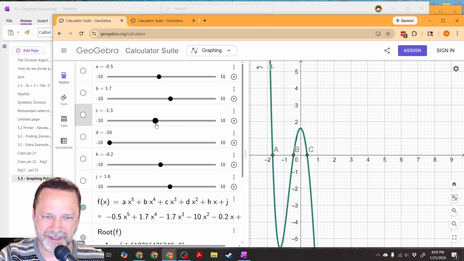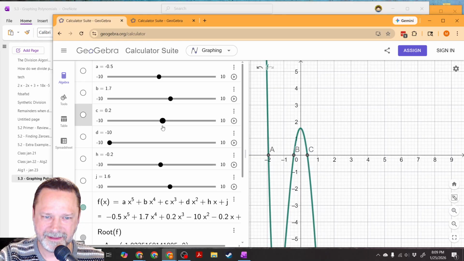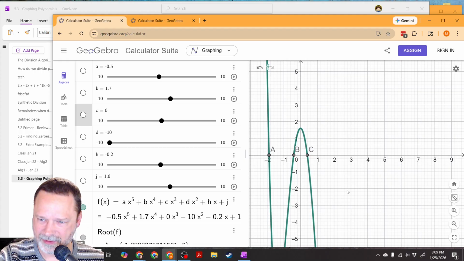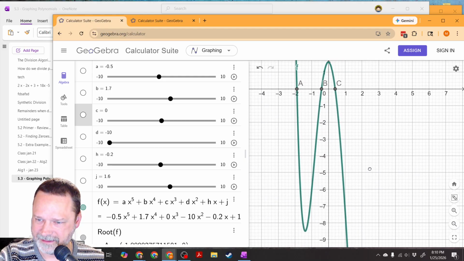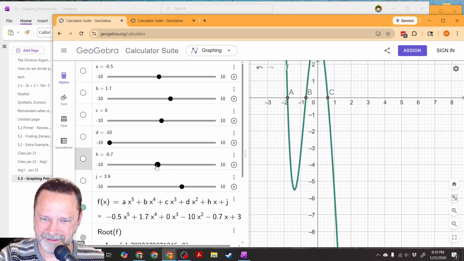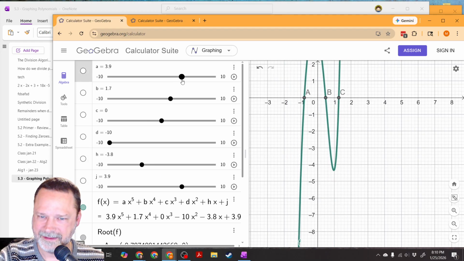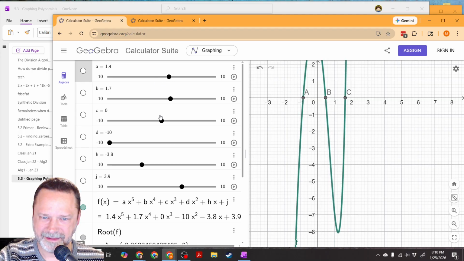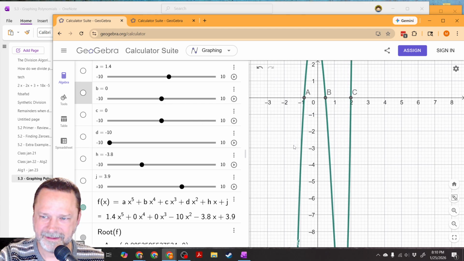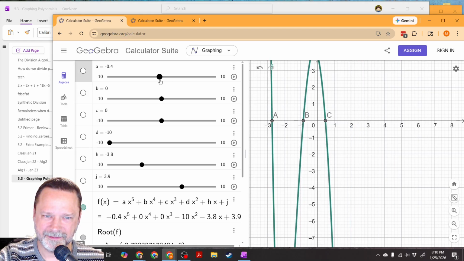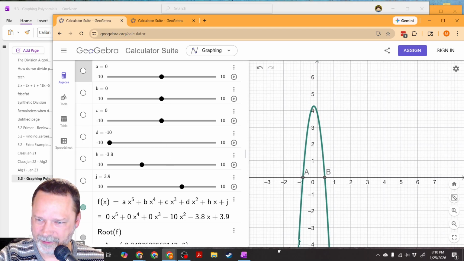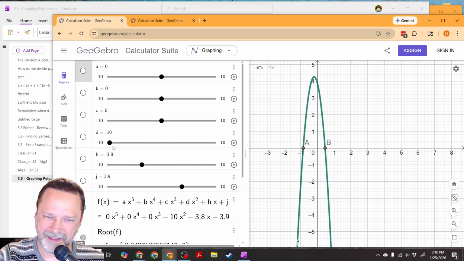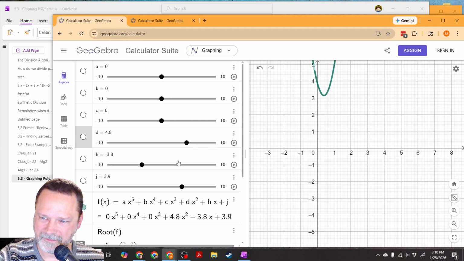No matter what we do with A, B, and C, I can get rid of C there. So no x cubed now, and we just have an x to the 5th, x to the 4th, and x squared. And play around with this all we want, and just see what happens. There we go. Of course, if we make all these 0, now I just have a quadratic. Okay, but anyway, enough of that.